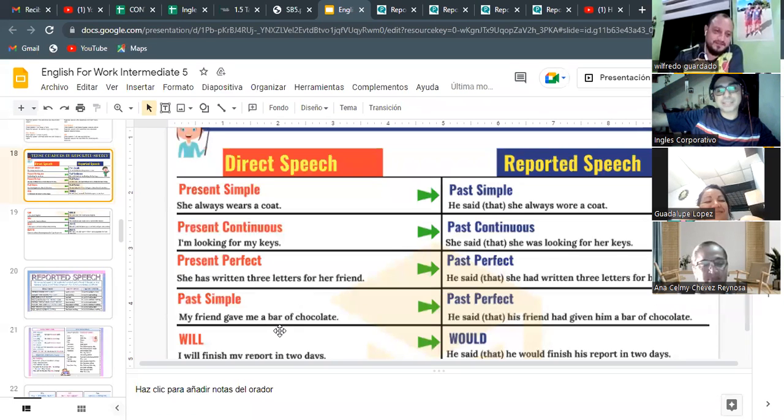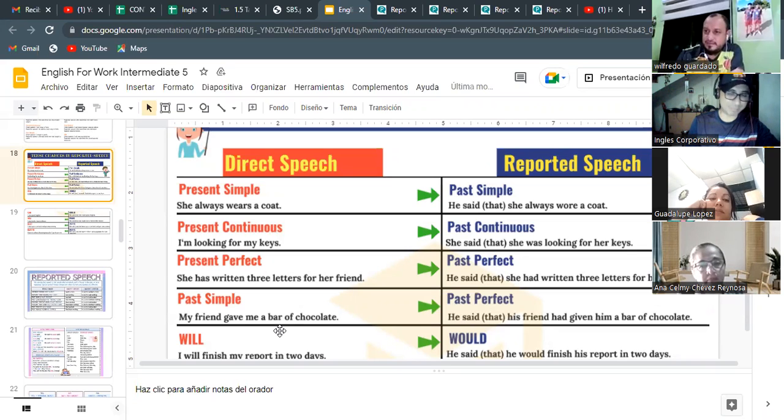So in simple past, it says, my friend gave me a bar of chocolate. Okay, don't worry, that's fine. If you're happy, we're happy. So, my friend gave me a bar of chocolate. How is that going to be in negative? My friend didn't give me a bar of chocolate. Very good. My friend didn't give me a bar of chocolate.